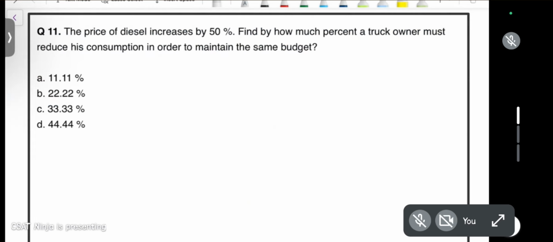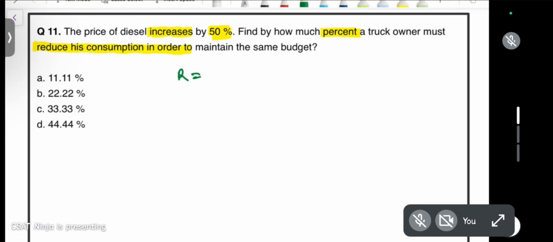The price of diesel is increased by 50%. We are talking about an increase. By how much percent must a owner reduce consumption? That means we are asked to find the percentage reduction in consumption in order to maintain the same budget. So it is the same thing here; we've done the same question already.